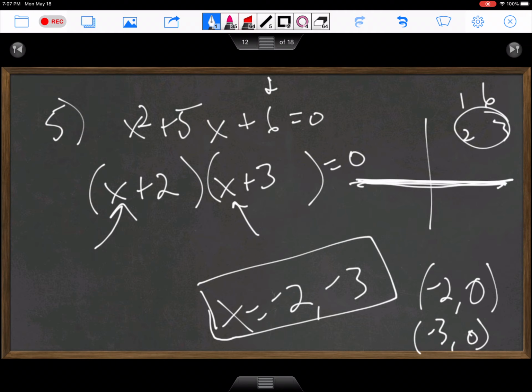Okay. So what would be happening here is a parabola would be crossing here at negative 2 and here at negative 3. So something like this.